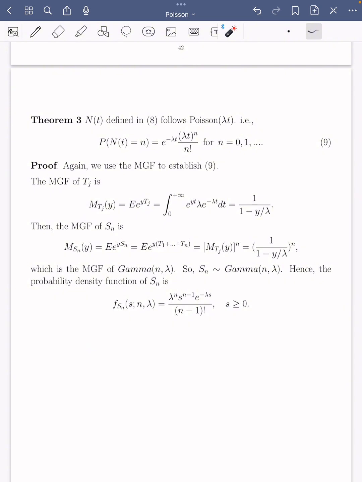So actually, if we check this probability mass function, the moment generating function, we know that this moment generating function is the moment generating function for the gamma distribution, with the alpha value equal to n and the beta value equal to lambda. So this implies that the Sn follows the gamma distribution.